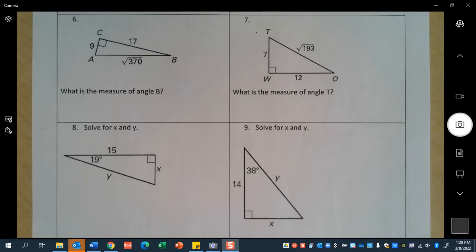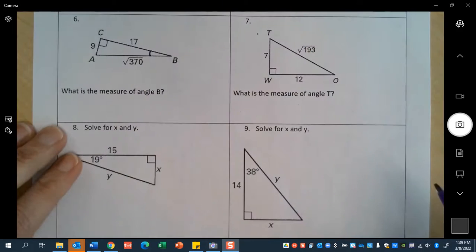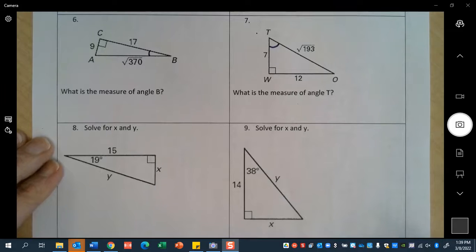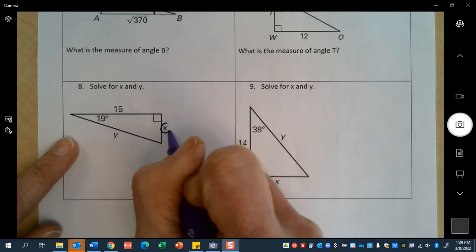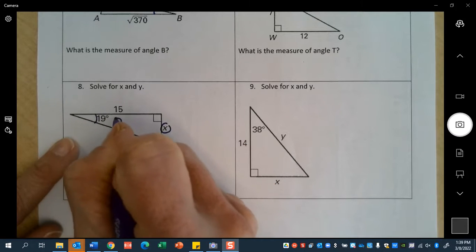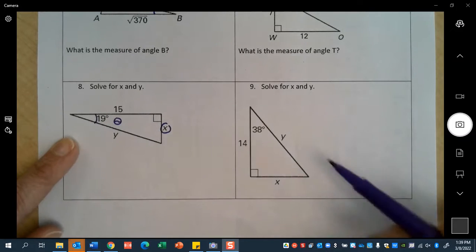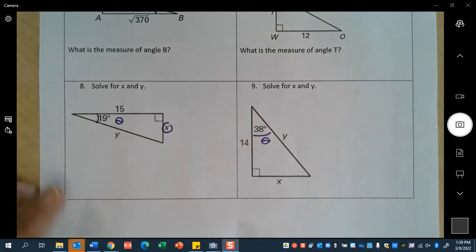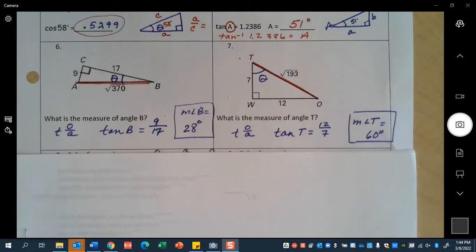Six and 7 have you solving for what? Stick with me. 6 and 7 have you solving for your angle. Angle B in 6, angle T in 7. 8 and 9 have you solving for side lengths. Here I'm solving for my opposite of this theta measurement, or my hypotenuse, and again my opposite and my hypotenuse of this theta. Would you and your group mates please have a conversation about solving for each of these on your mark and set, go.